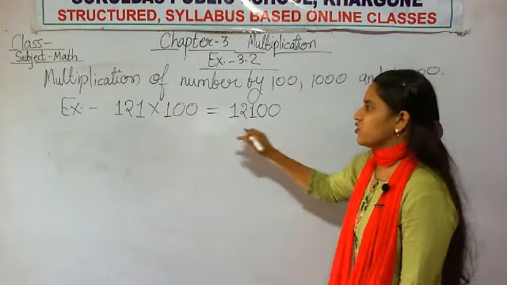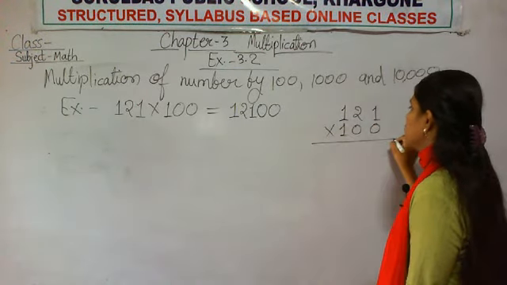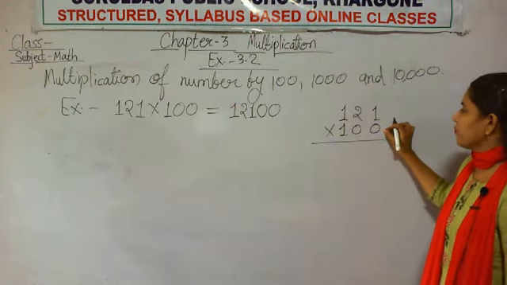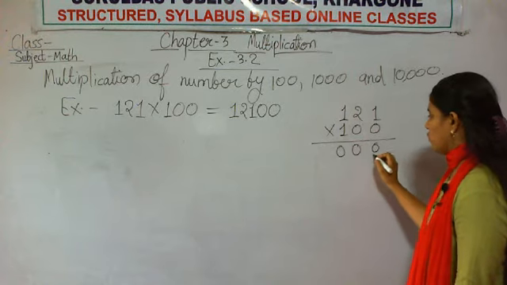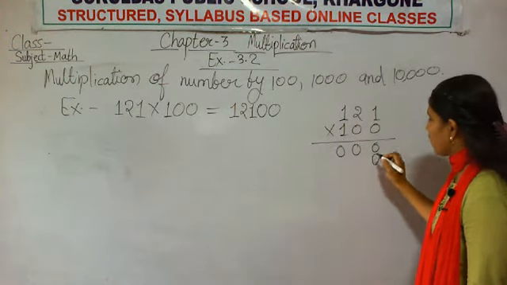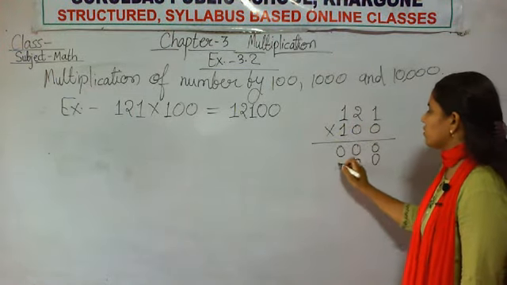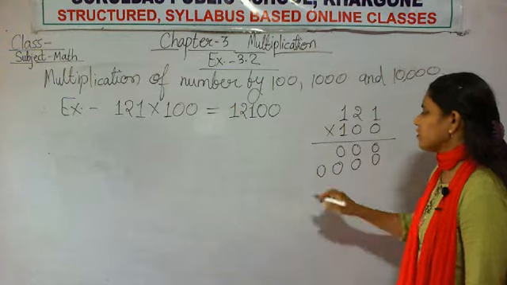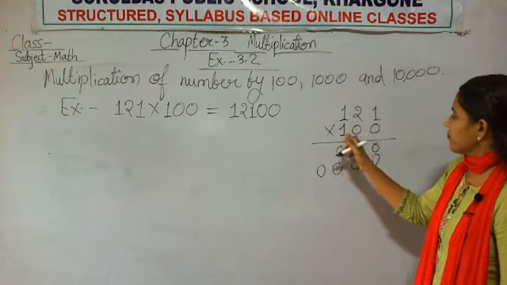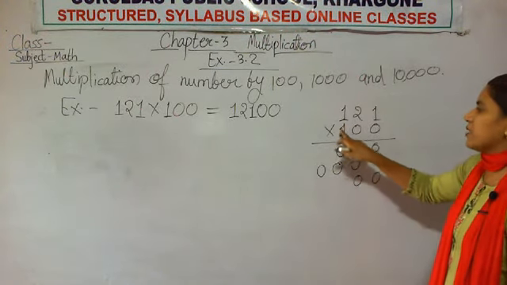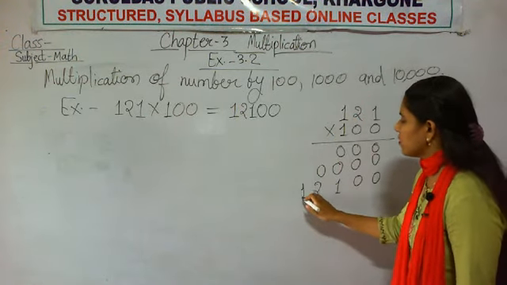Okay, let us check it by arranging both the numbers column wise and multiplying it. So here I am multiplying by 0. 0 into 1 is 0, 0 into 2 is 0, 0 into 1 is 0. One's place is over, so I am putting 0. Now multiply by this 0. 0 into 1 is 0, 0 into 2 is 0, 0 into 1 is again 0. Now we are multiplying by the hundreds place, so we will put two zeros. Now start multiplying. 1 into 1 is 1, 1 into 2 is 2 and 1 into 1 is 1.